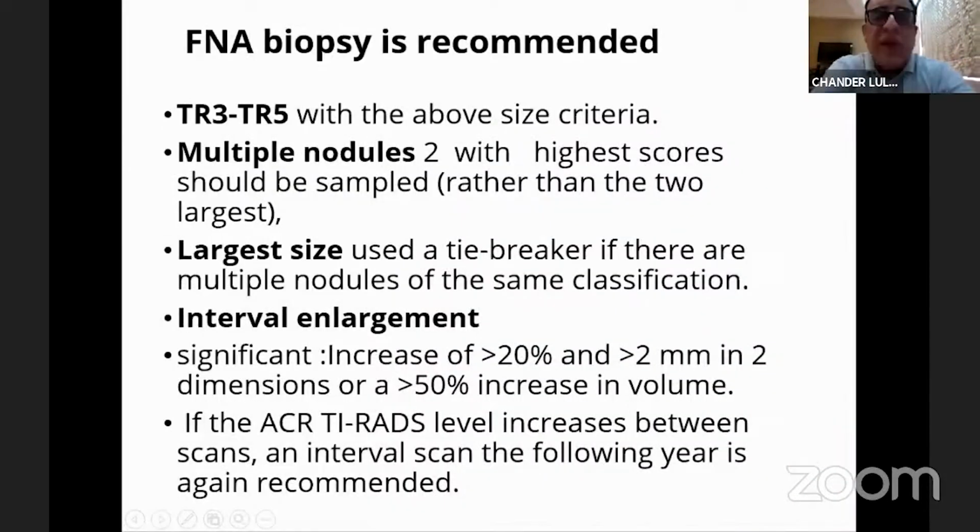So when is FNAC required? When it meets, of course, like I said, TR3, TR5 with above size criteria, as I already showed you. If there are multiple nodules, the 2 with the highest scores should be sampled rather than the 2 which are largest. And of course, if they are similar in size, then we use the size criteria and the largest nodule will be biopsied. We also use follow-up criteria. So if there is significant increase in size, more than 20% in 2 dimensions, or 50% increase in volume, then we will do an interval biopsy.